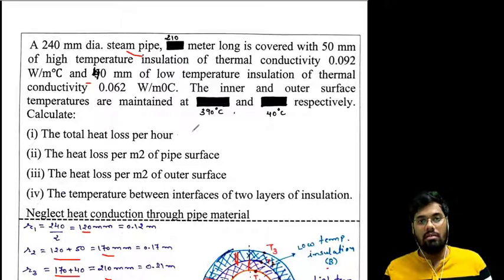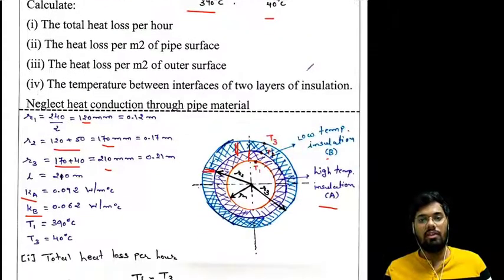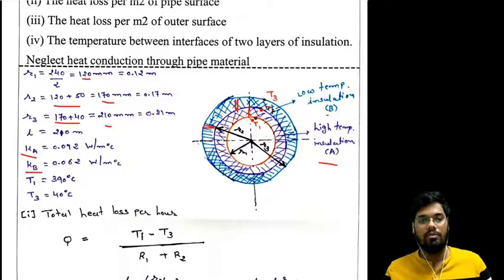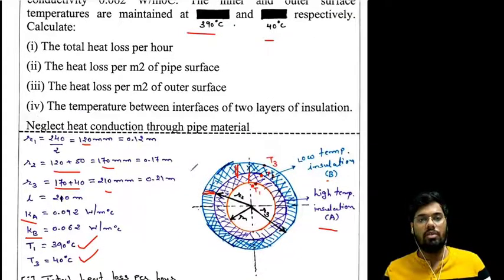Temperatures are maintained at 390 and 40 degrees Celsius, so the temperature of the inner surface and outer surface. Let's take the inner surface temperature as T1, the intermediate interface temperature of the two insulating layers as T2, and the outer surface as T3. So T1 and T3 are known to us, which are 390 and 40 degrees Celsius. So this is the given data. Now let's see what we need to find out.